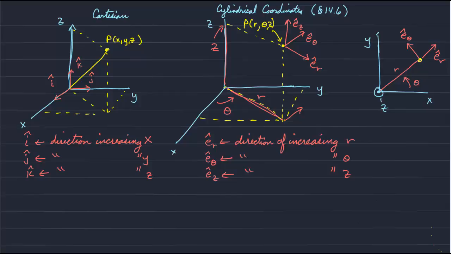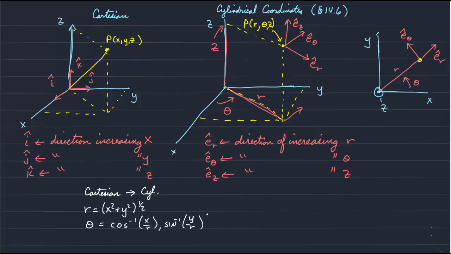So going from Cartesian to cylindrical coordinates, we would have r is equal to the square root of x squared plus y squared, and theta is equal to, for example, the arc cosine of x over r, or the arc sine of y over r. They would be the same thing, and then z, of course, would be z.